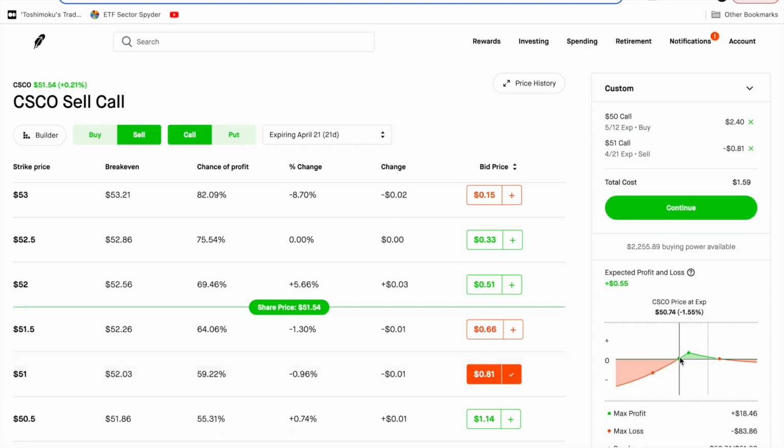So what happens if the spread is too short? So this is a $1 wide spread, 50 and 51, only $1 wide. But the cost, the debit paid, is larger than the spread. So it's about 1.6. So 1.6 is larger than 1. And you can see if this moves forward too much, we will lose money if it goes above $52.